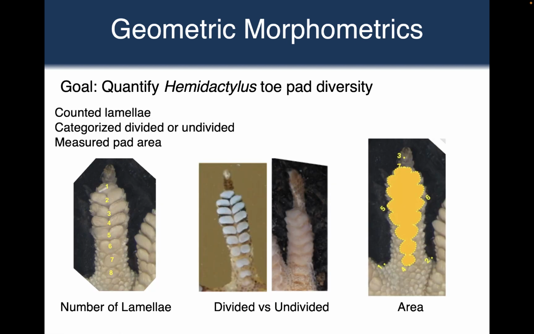We also gathered some other data. We counted the number of lamellae or lamellae pairs each species had. We categorized each species as divided or undivided, and we used that enclosed area from our landmarks to actually measure toe pad area. So each of our images had a scale bar, so then we could quantify area that was enclosed by our landmarks and curves.